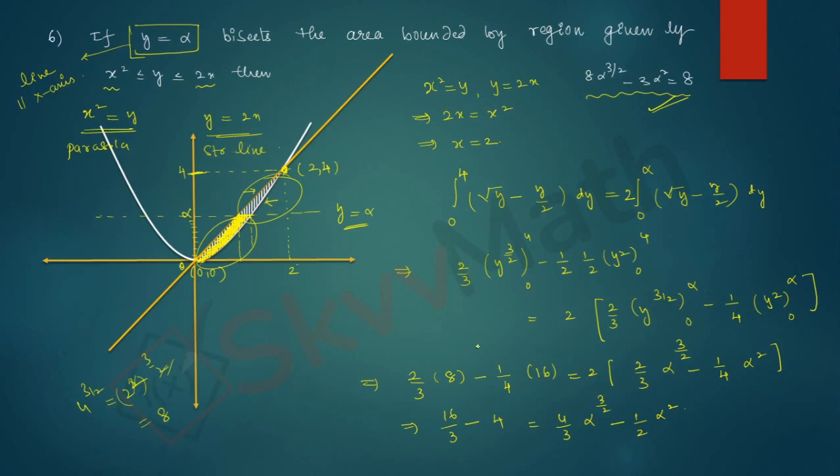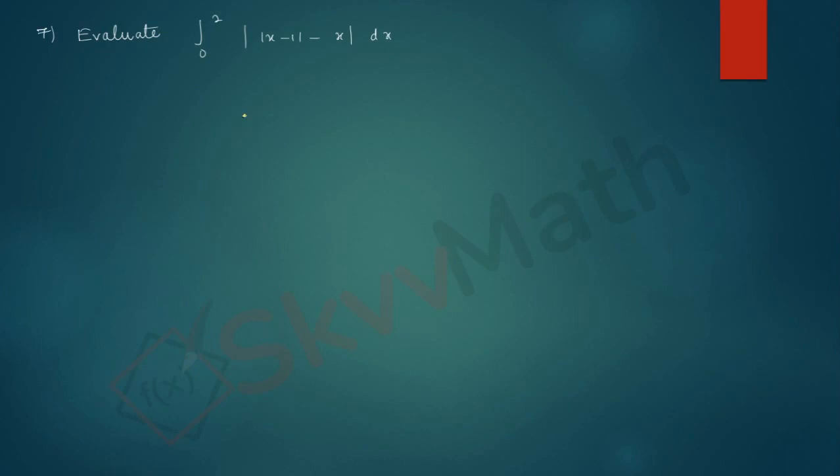So now we see the next problem from the calculus. This is the problem from the definite integral: integration 0 to 2 modulus of x minus 1 minus x. Whenever you are dealing with this type of problem, whenever a modulus is included, you can solve that by removing the modulus. So how to remove the modulus?